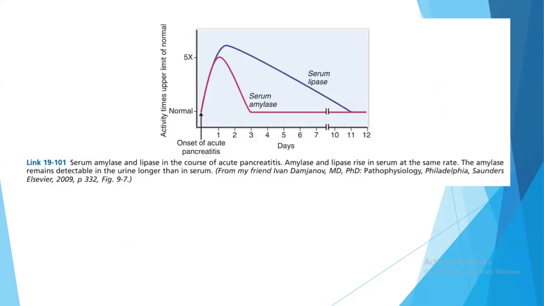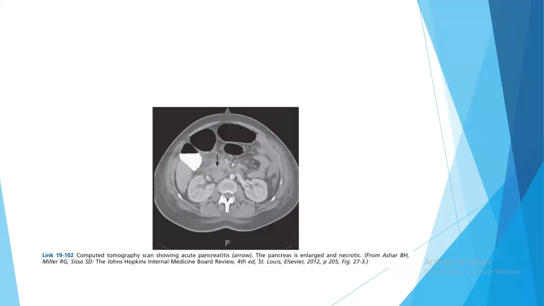This is just a flow chart where you can see the serum amylase and lipase in the course of acute pancreatitis. So lipase persists for a longer time. Amylase and lipase rise in serum at the same rate. The amylase remains detectable in the urine longer than the serum. This is the CT image showing the acute pancreatitis here.